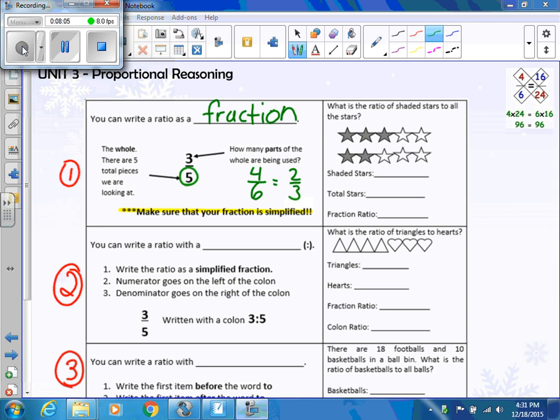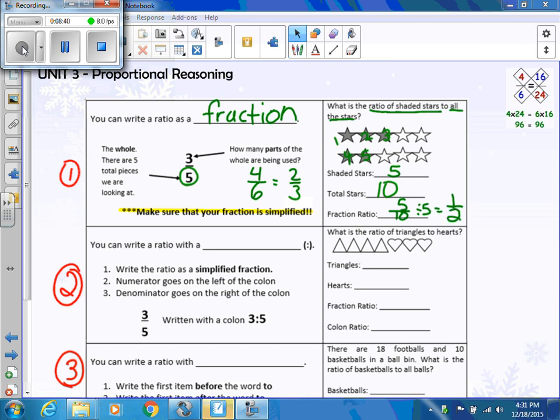Okay, so let's look at this example here. What is the ratio of shaded stars to all the stars? This is a part to whole, because I'm looking at the total and I'm looking at part of the stars. The number of shaded stars, I have 1, 2, 3, 4, 5. So I have 5 shaded stars, and I have a total of 10 stars altogether. So my fraction would be 5 out of 10. But I want to simplify it, so I'm going to divide each side by 5. So my simplified fraction is 1/2. And that's pretty standard, easy fraction stuff.